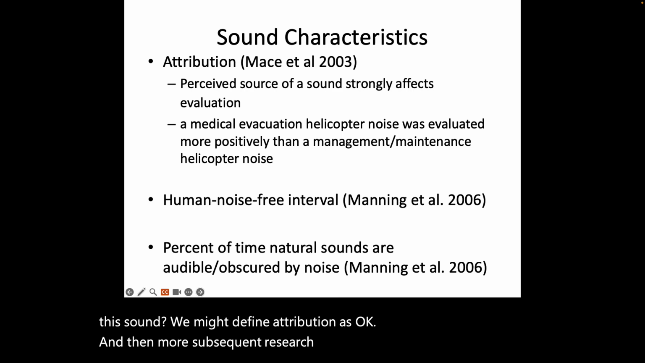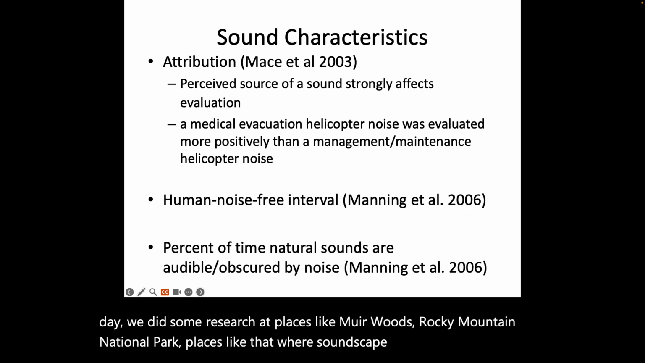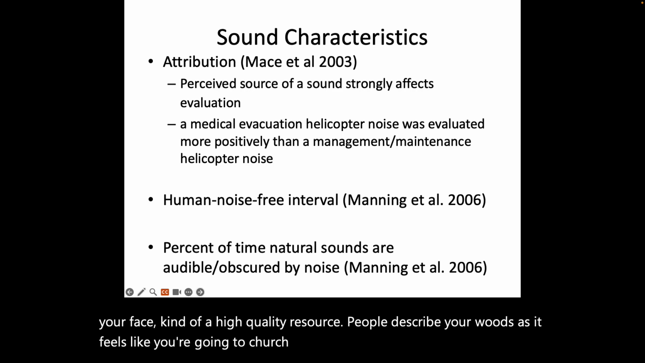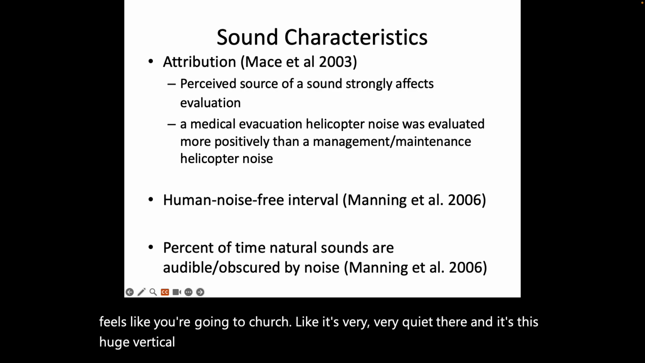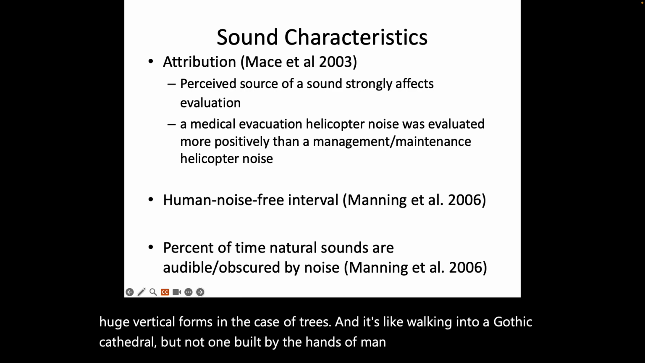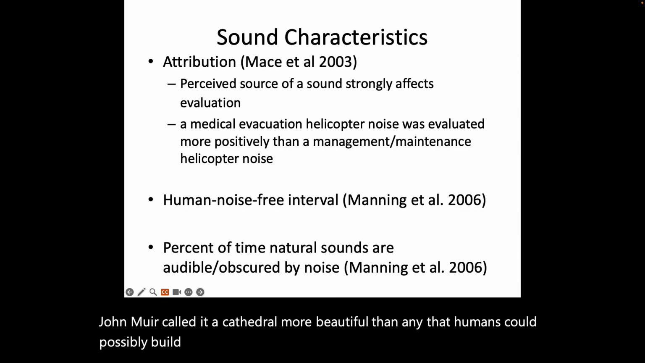When I was in grad school back in the day, we did some research at places like Muir Woods and Rocky Mountain National Park, places where soundscape is a very high-quality resource. People describe Muir Woods as it feels like you're going to church. It's very, very quiet there, and it's these huge vertical forms in the case of the trees. It's like walking into a Gothic cathedral, but not one built by the hands of man. John Muir called it a cathedral more beautiful than any that humans could possibly build, and we named that set of woods after him.